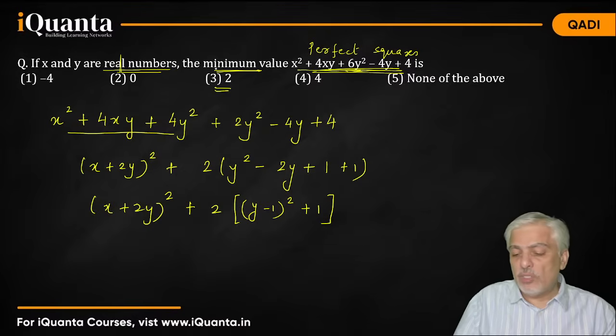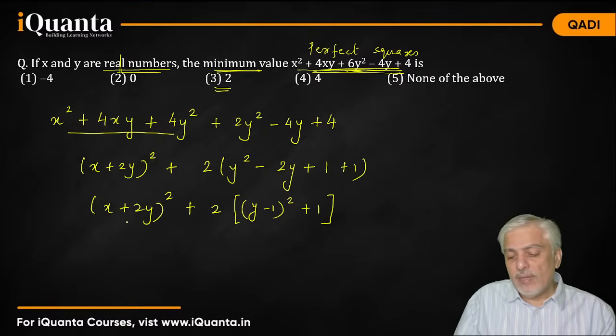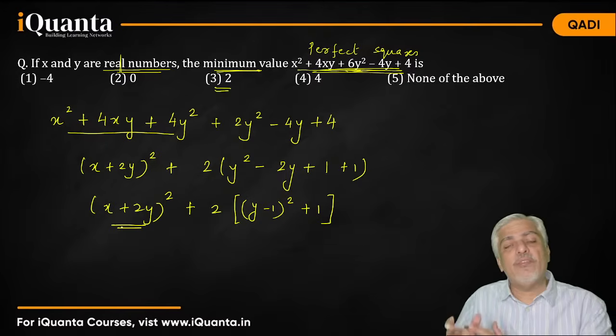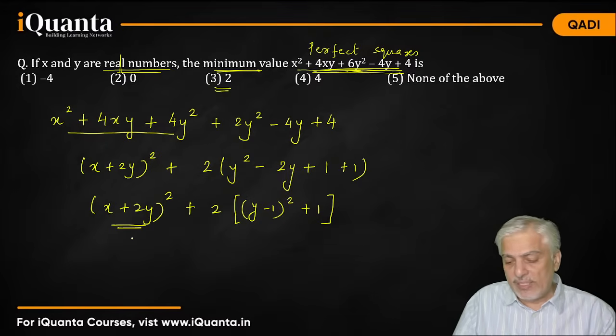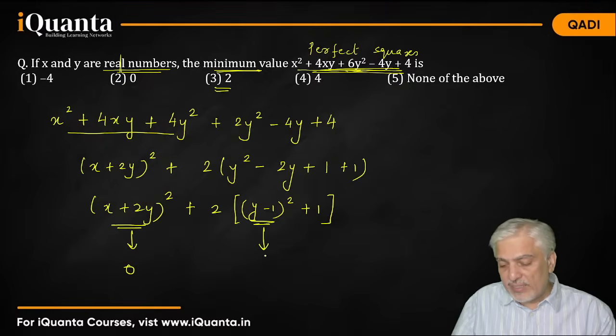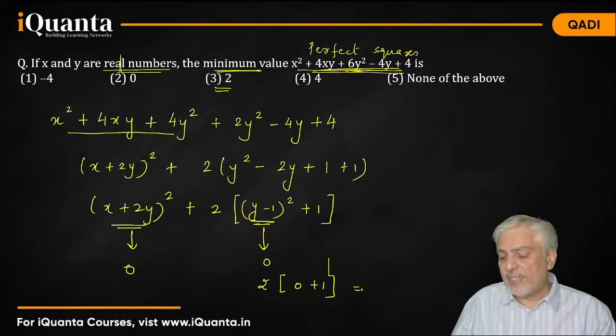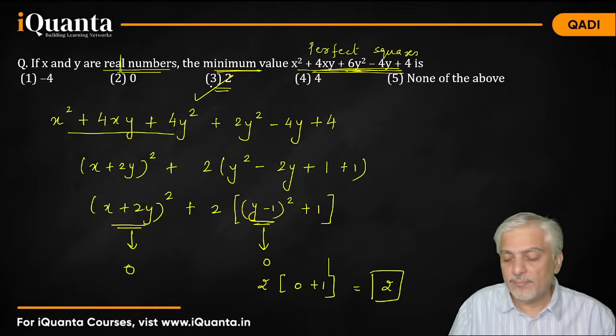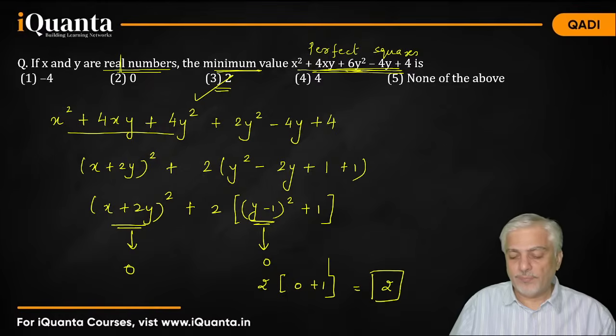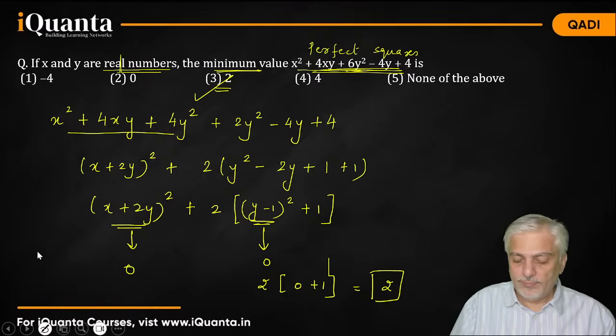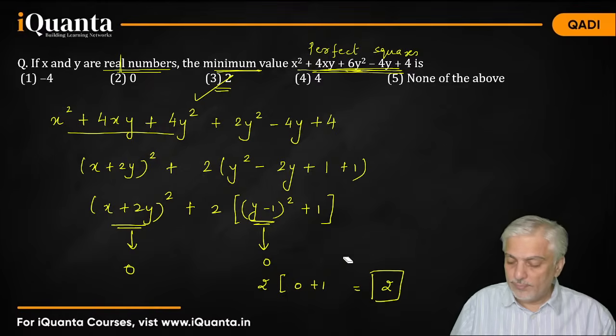Now if you notice, we wanted to minimize the function. The minimum value a perfect square can take will always be 0. So this part will be 0, and this part will be 0. So what we will be left with is 2 into 0 plus 1, and hence the final answer will be 2, which is the third option. Did you understand this approach? Just check whether you all understood this approach.